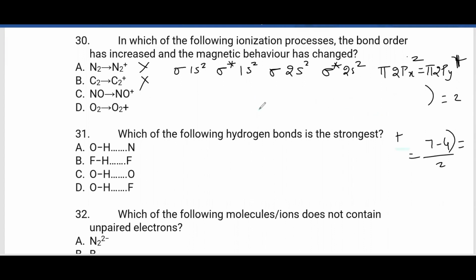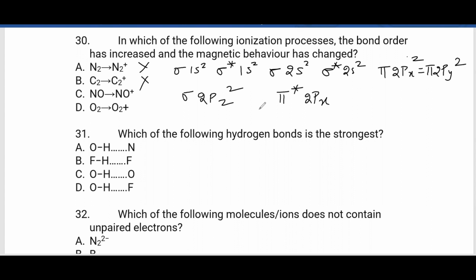In NO, how many number of electrons are there? It is 15 electrons, because 7 in nitrogen and 8 electrons in oxygen. And so it is 15 electrons. For 15 electrons, the MOT configuration, we have to change a little bit here. So here it is 2, and after this sigma 2pz 2 and sigma star 2px, sigma star 2py. Here it is 1 electron.